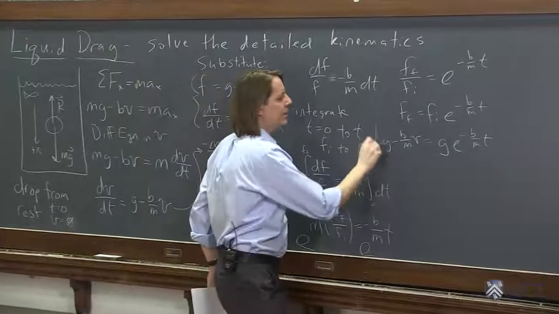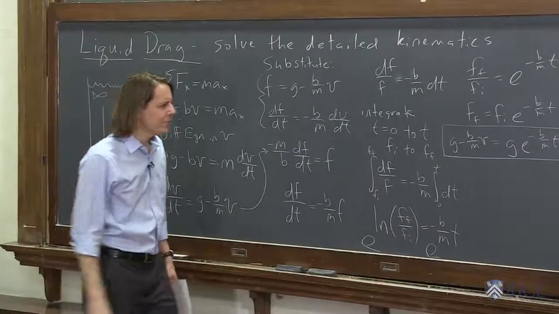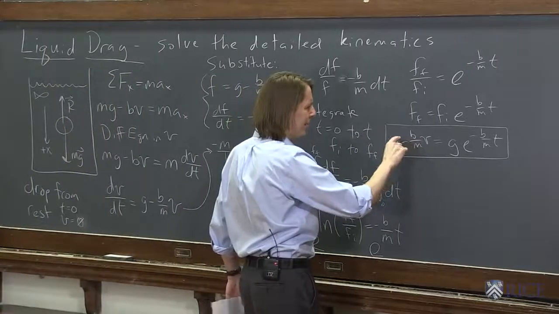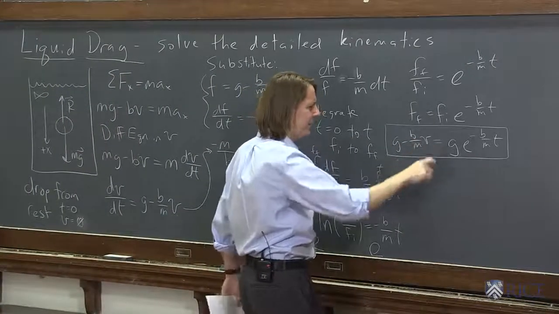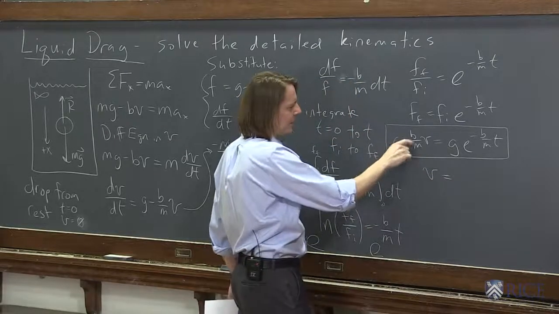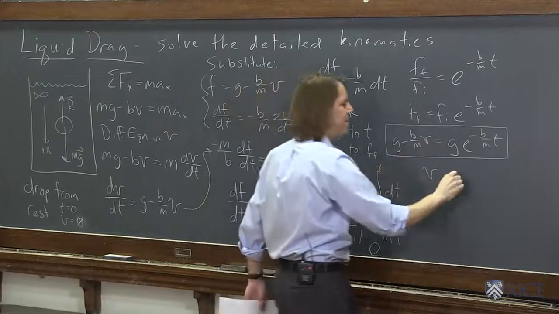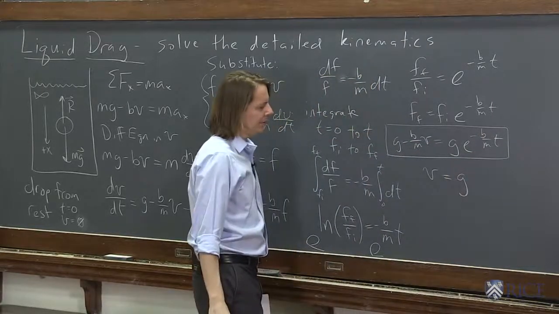So this really is our answer, but it's in a weird form. Here's our v that we want, and we could isolate it. We want to solve this for v, so we say v equals, let's see, we bring this over here to make it positive, this over here, this becomes negative, and we pull out a g.